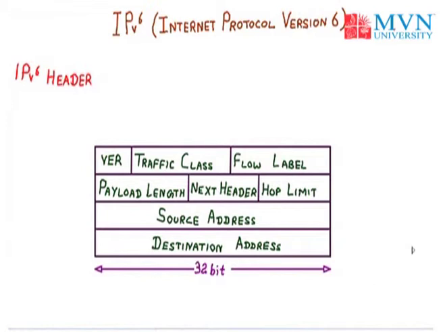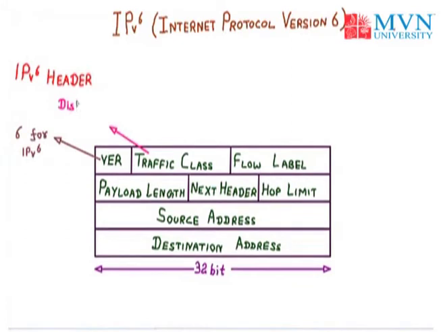Now we have the various fields just like version, traffic class, flow label, payload length, next header, hop limit, and the further addresses. So we will start with the version. If we are talking about the version, we are using IPv6, so the version field will always be set as 6 for IPv6. And if we are using the IPv4 header, the version field will be set to 4. Next we have the traffic class.